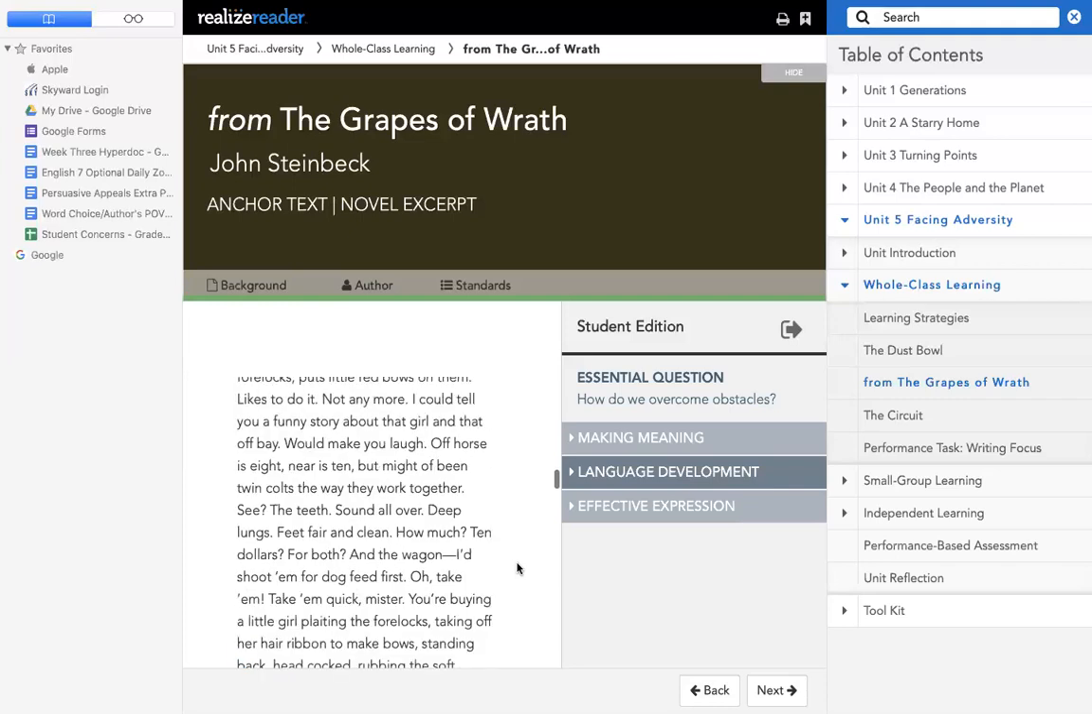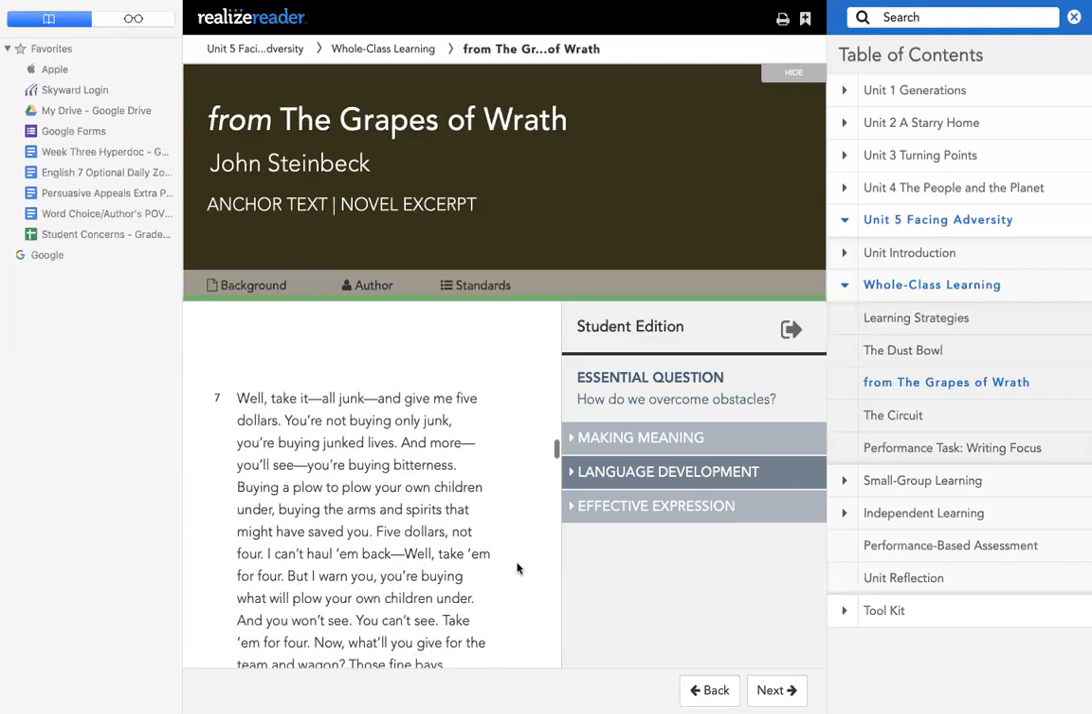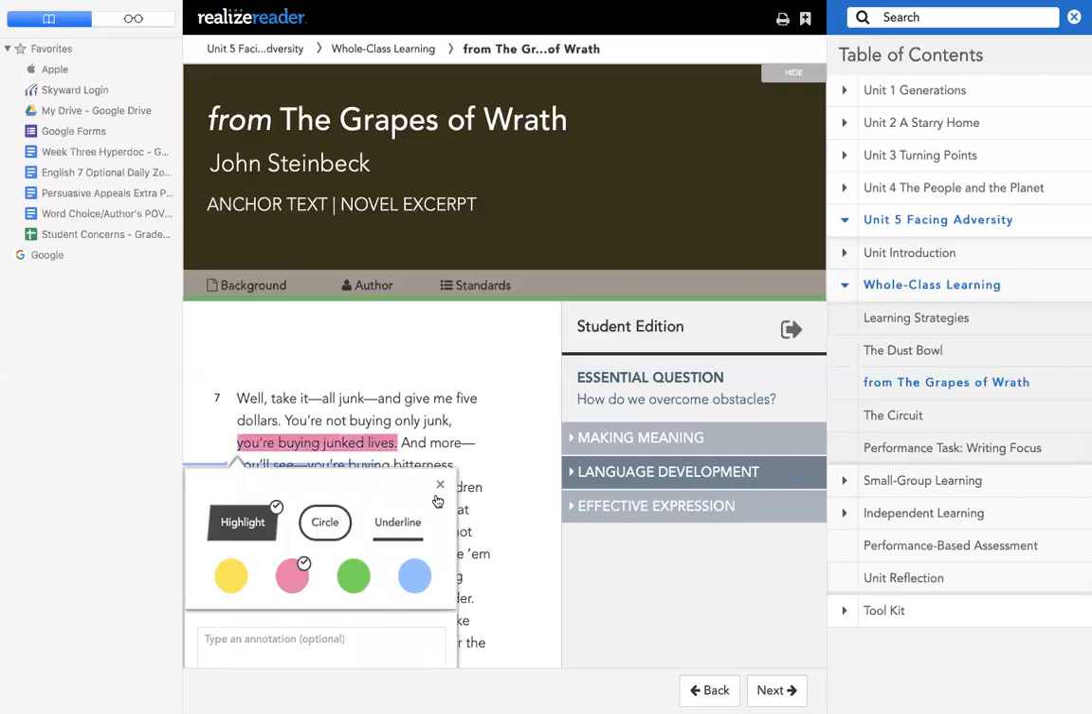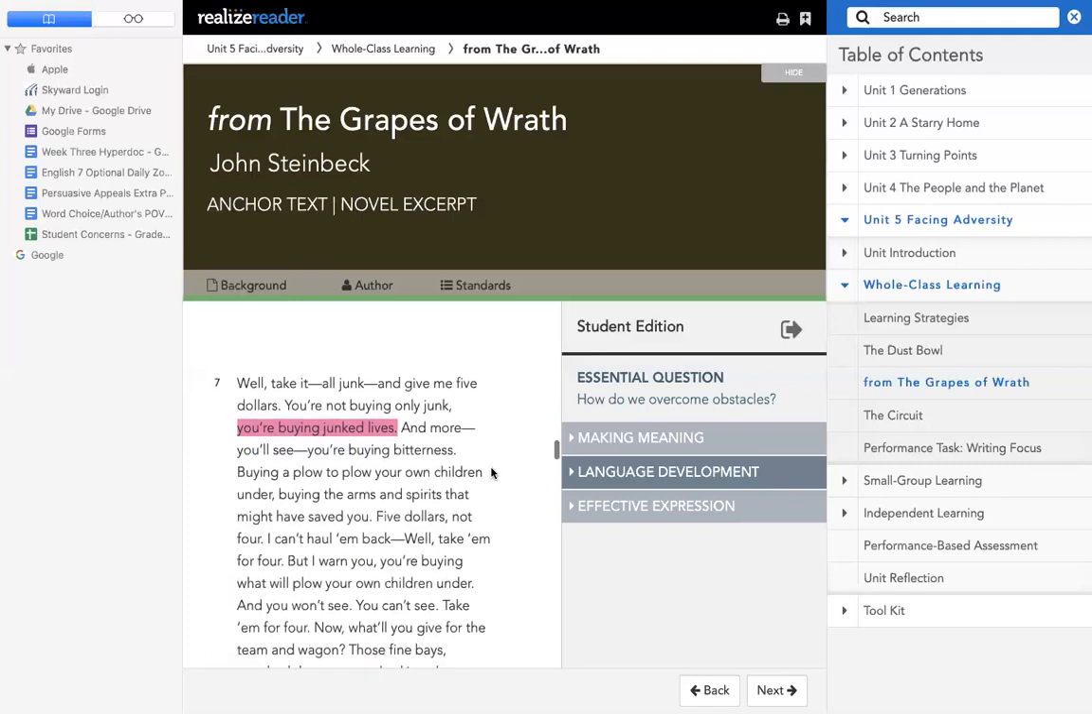So this is a very long paragraph, but to summarize, there's a sentence at the beginning that really gets at the main idea of this paragraph. And that sentence is, you're buying junked lives. I'm actually going to highlight this in a different color than I'm using for the words I don't know. You're buying junked lives. So what they're saying here is the people who are buying the stuff of these people, they're not just buying the stuff that they're selling, they're also buying the memories of their lives.